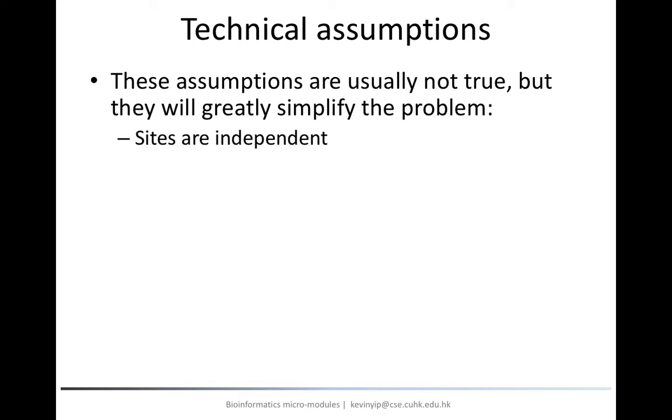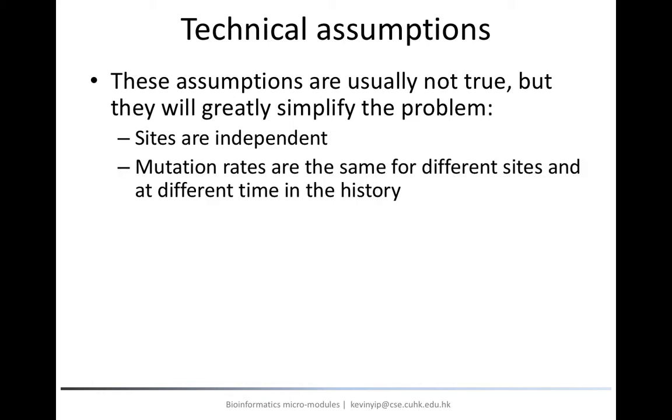First, we assume that different sites are independent, such that we can consider each site separately. Second, we assume the rate of mutation is the same for every site, and that this mutation rate does not change over time. For example, if the mutation rate is 1 mutation per year on average now, a million years ago, on average, there was also 1 mutation per year.